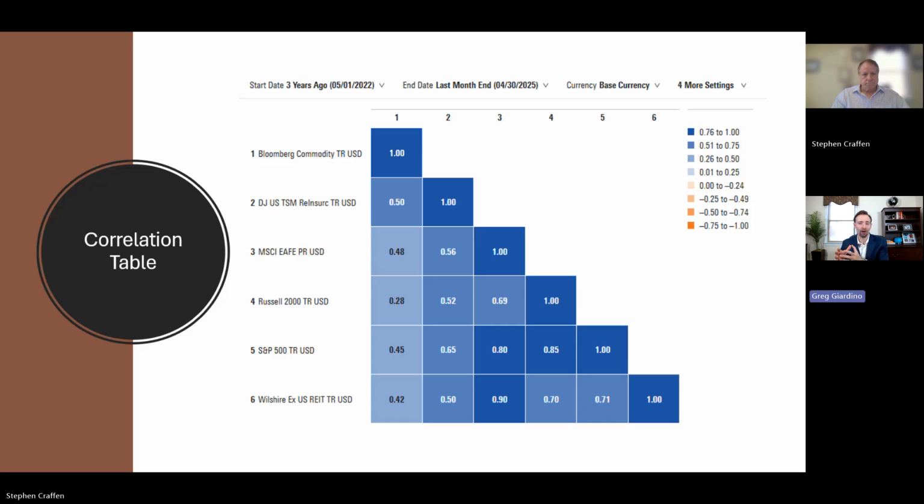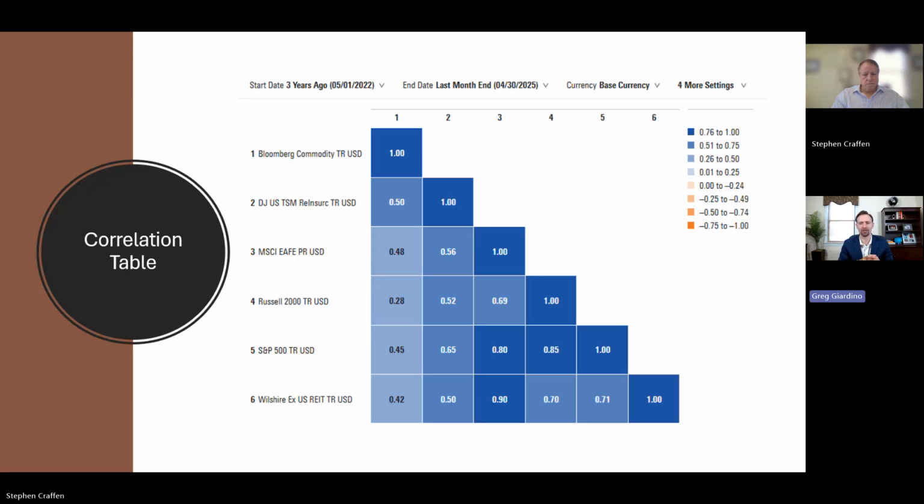So I know Steve talked about reinsurance earlier. We have an index for that. It's about half the correlation. We have the EFA index. For those of you who don't know, that's Europe, Asia, Far East. So that's an international index proxy.